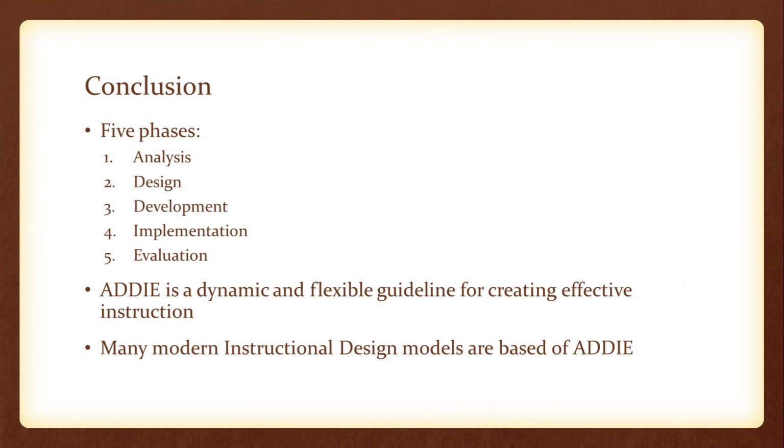In conclusion, ADDIE consists of 5 phases: analysis, design, development, implementation, and evaluation. As a designer progresses through each phase, an outcome is produced that feeds into each subsequent step. Many of the modern instructional design models used today have been generated from this basic ADDIE model.